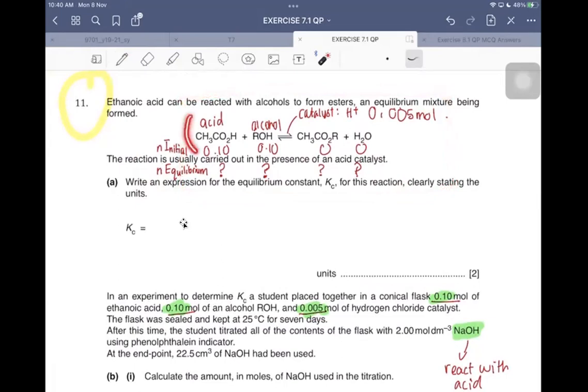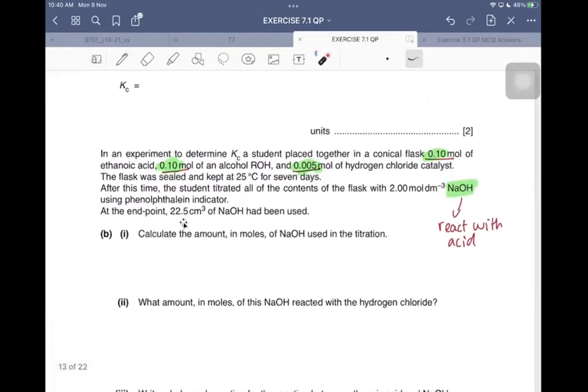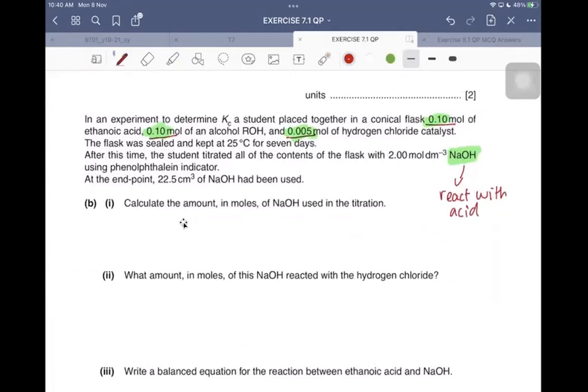The first acid is your ethanoic acid. Yes, that's the value that we want to find because we want to know how much of ethanoic acid is left at equilibrium. That's why we do the titration. However, there is also the acid of the catalyst. So that becomes a problem. Sodium hydroxide reacts with acids: ethanoic acid and catalyst.